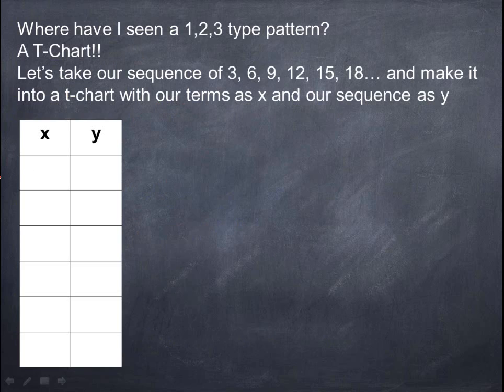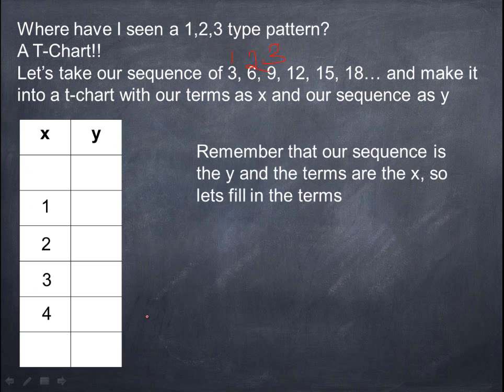So here's my T-chart, and I'm going to put, what are my terms again? 1, 2, 3. Always my sequence starts with terms of 1, 2, 3. So I'm going to fill in my x values of 1, 2, 3, 4, and 5. You'll notice I left a spot above it blank. That's for a reason. And let's fill in our terms. 3, 6, 9, 12, 15. So my term 1 is 3. My term 2 is 6. My term 3 is 9. My term 4 is 12. And my term 5 is 15.